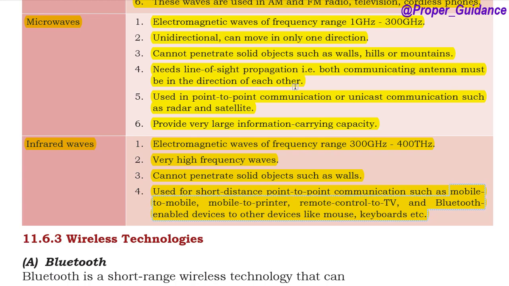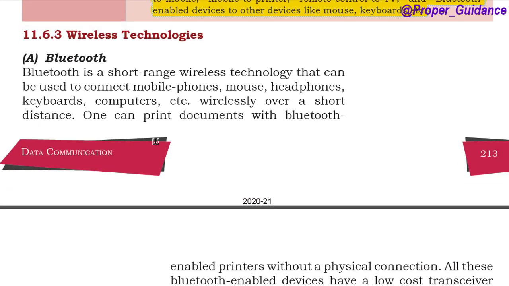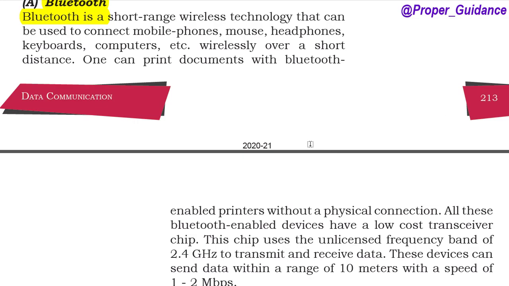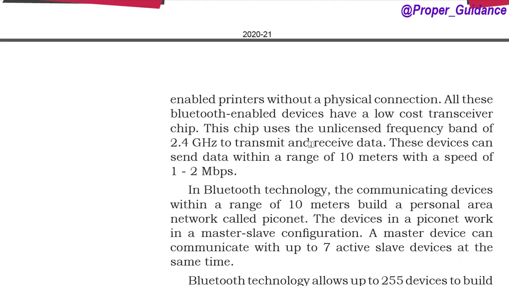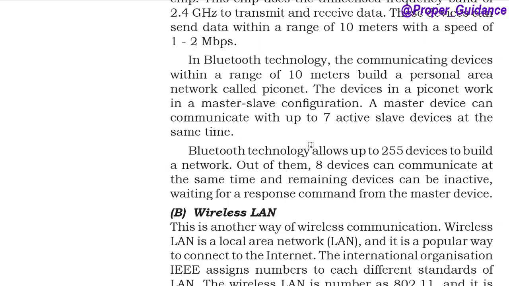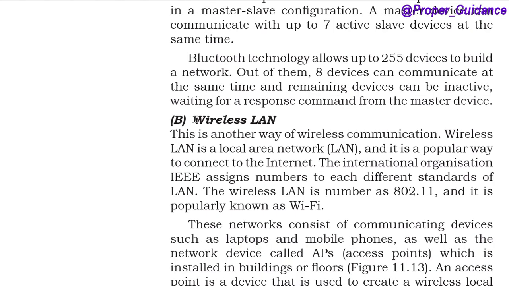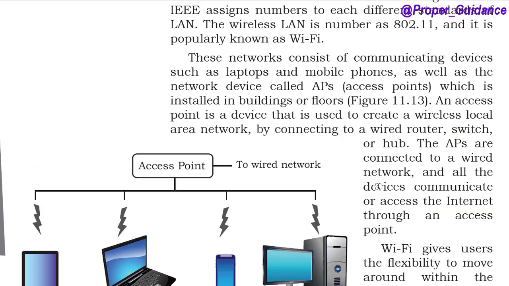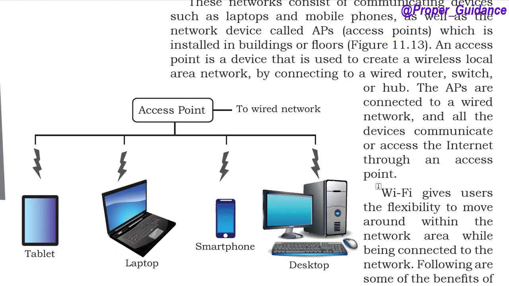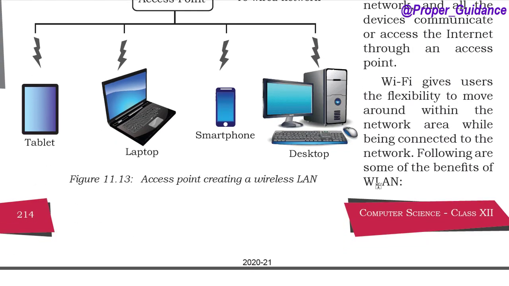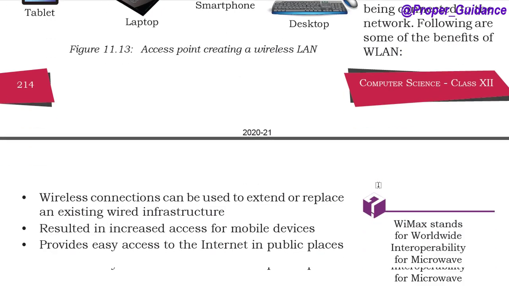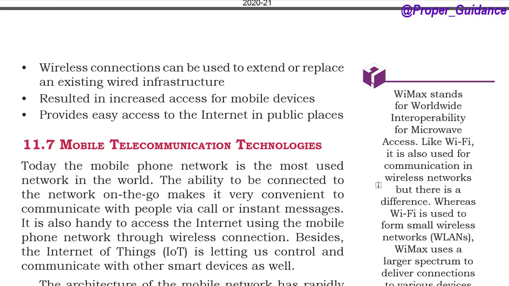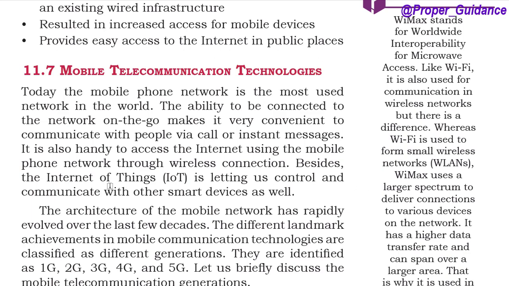Okay. Now, wireless technology. What is wireless technology? People also know about Bluetooth, a short range wireless technology connecting mobile phone, mouse, headphone, all those things. You people please go through. And wireless LAN is also there, Wi-Fi. In our today's life, we are all acquainted with Wi-Fi technology, right? So, what is the theory part? You people please go through. If there is any problem, please feel free to ask me.